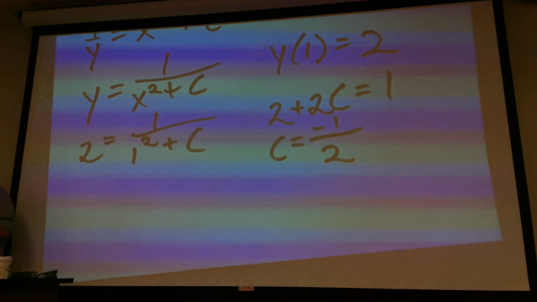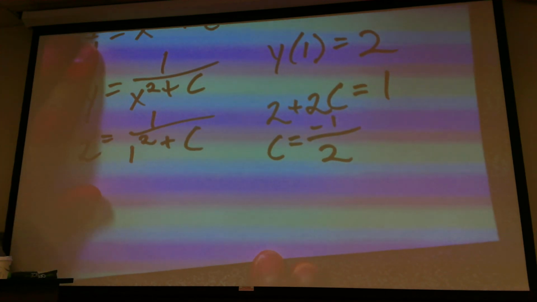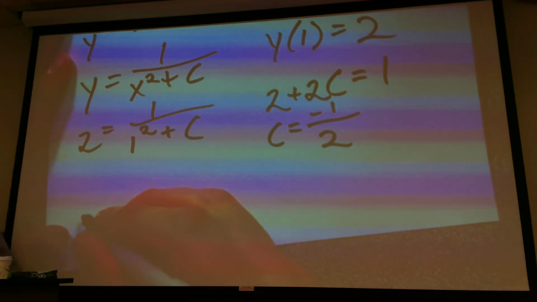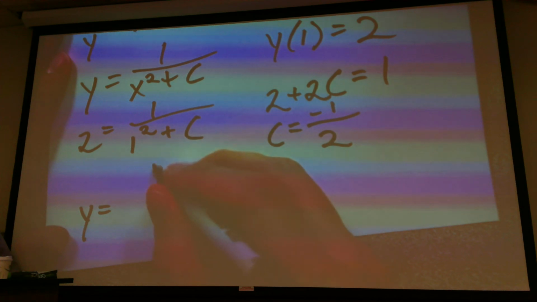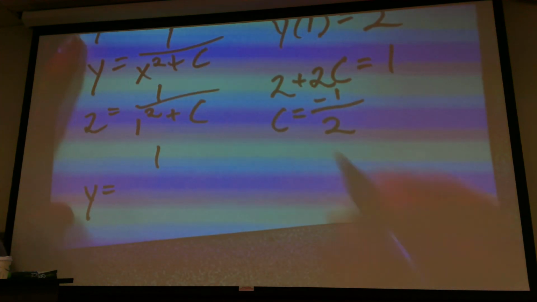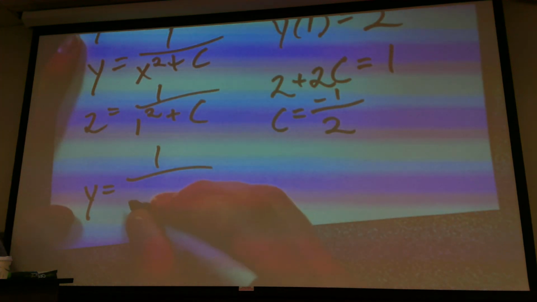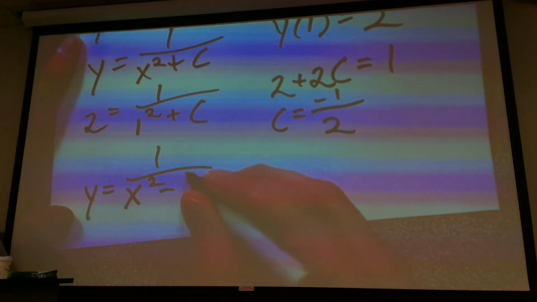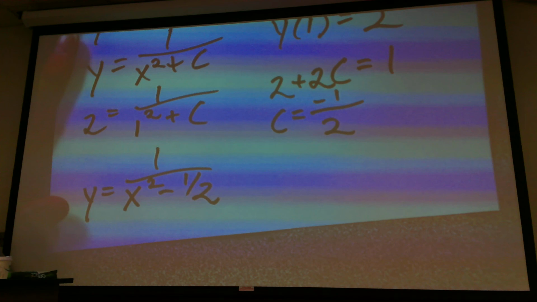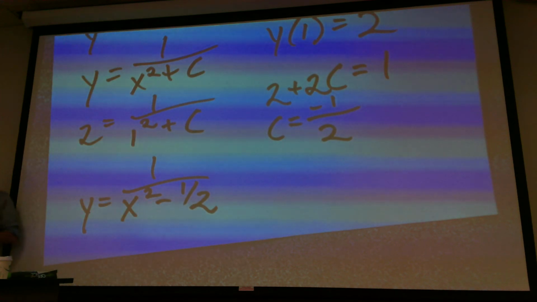So the explicit solution to this problem is y is going to equal 1 divided by x squared, still on the screen, minus 1/2. That is the explicit solution to this initial value problem, or boundary value problem, I should say.